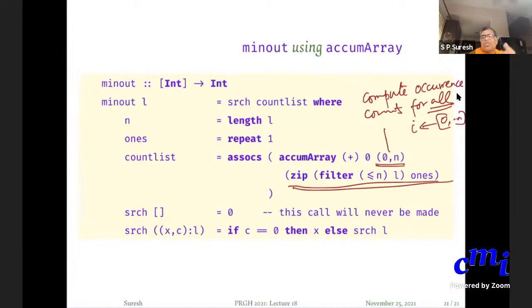It will enter it, but at least one of them will have count 0. So I want to search for the minimum with count 0, and that is why I'll do it. Search of (x, c) in this count list. x is the value and c is the occurrence count. If c is 0, then I report x. Otherwise, I search in the tail. Okay, and I'll definitely hit a point where the count is 0. So this call will never be made. The search empty list call will never be made, but I'm just putting it.